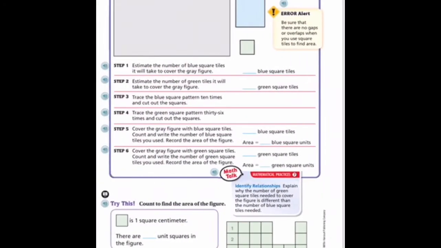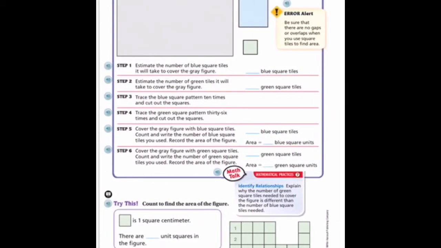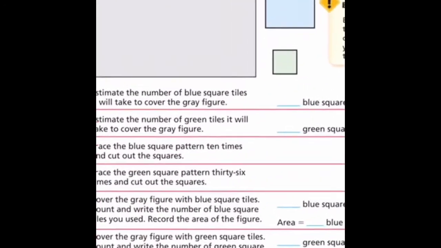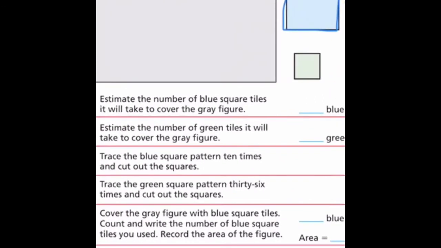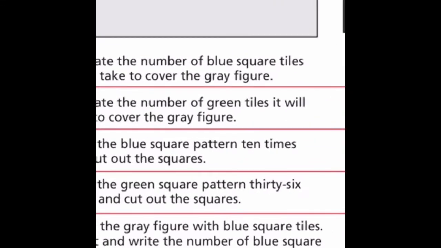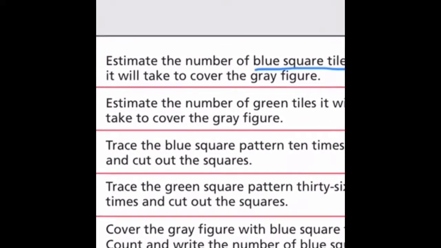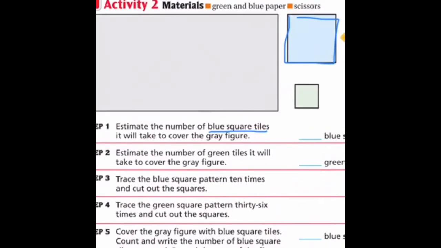Next page. There we go. So activity 2 says, let's see here. We have a blue square that we're going to work with and a little green square. Step 1, estimate the number of blue square tiles it will take to cover the gray figure. Well, I don't know. That's why it's called an estimate. So what's your best guess?